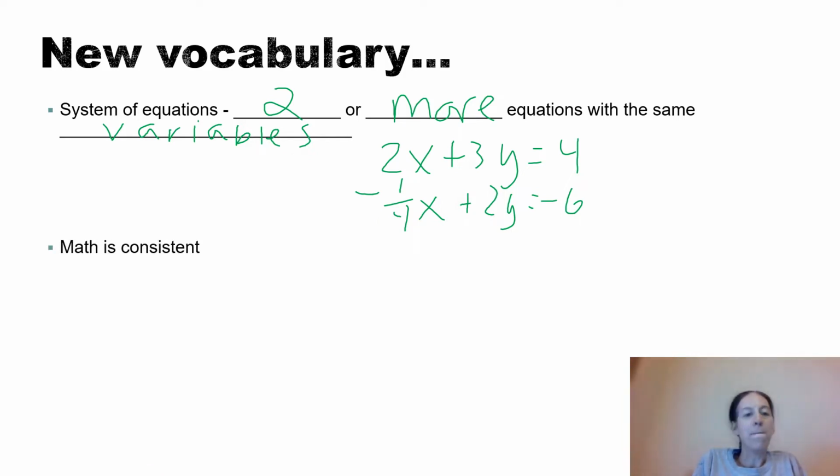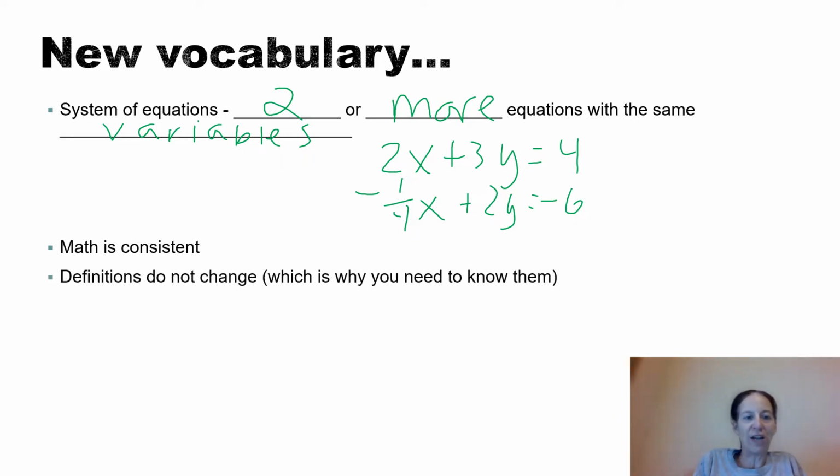So remember, math is consistent. So definitions don't change, okay? Definitions do not change, which is why you need to know them. And it's why your math teacher who's super nerdy keeps going back to the definitions. What is a solution? What is a graph? Because if you really understand what a solution is, it is the value of the variable or values of the variables that make the equation true. And what is a graph? It is the shading in of all of the points that make an equation true. That's what a graph is. If you really understand those topics, then you are able to apply them in new situations.